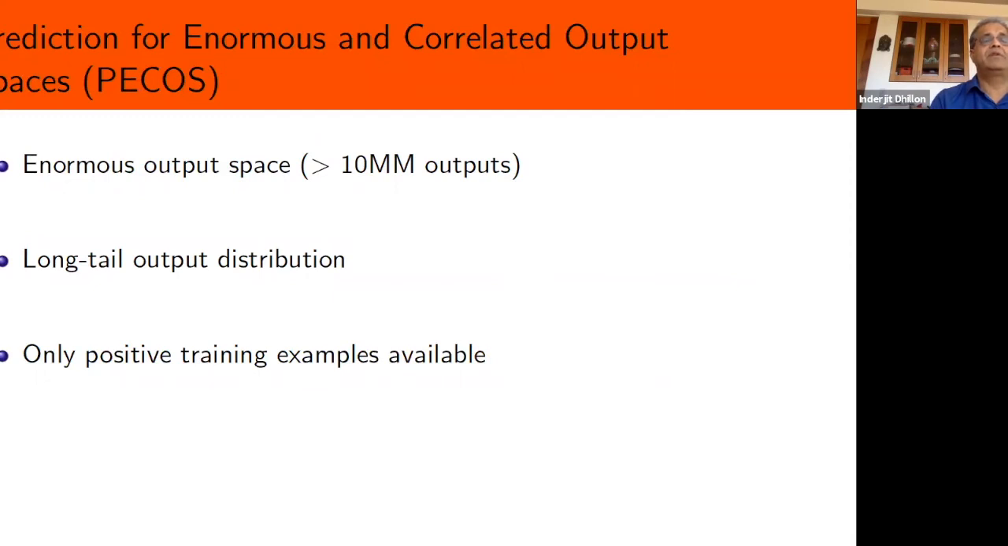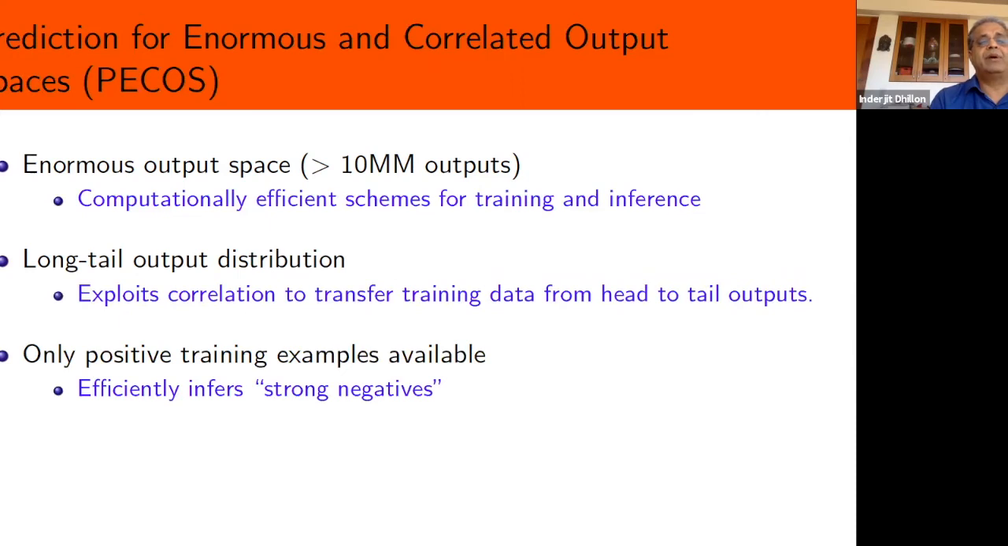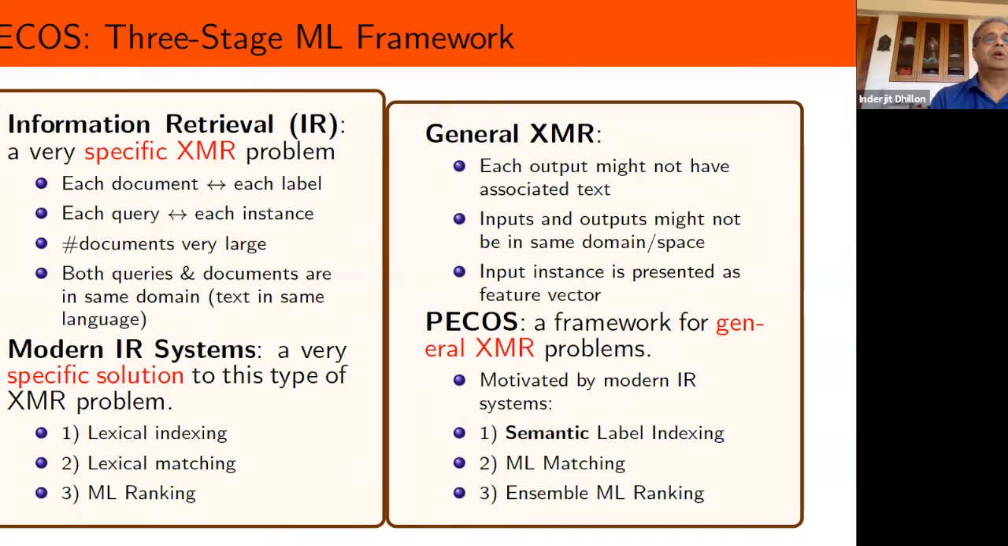It basically has computationally efficient schemes for training and inference, which I will get to. It exploits correlation between the outputs, and this way you essentially can transfer training data from head outputs to tail outputs, or head labels to tail labels. And then, as I mentioned, it actually infers efficiently strong negatives so that the training for the rankers that I'll come to soon is actually quite efficient. So let's go into detail into PECOS.